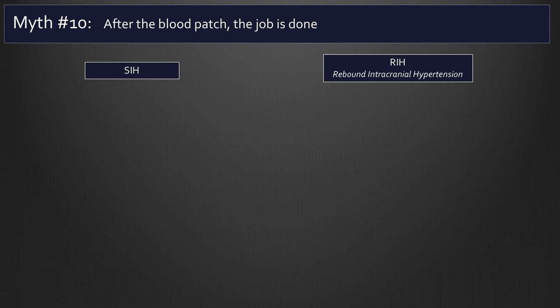And finally, Dr. Friedman talked a lot about this, so I won't belabor this point. After the blood patch, the job is done. You give them a blood patch, everybody gets better, and it's easy. Unfortunately, that's not the case, certainly not in the patient population who we see. So intracranial hypotension is a low-pressure, low-volume state.